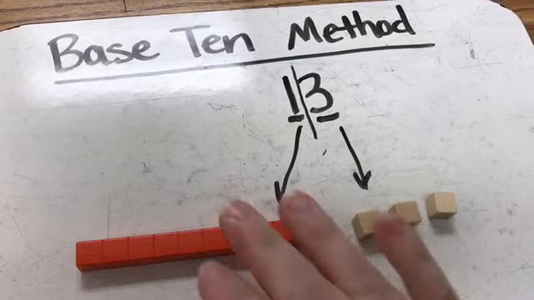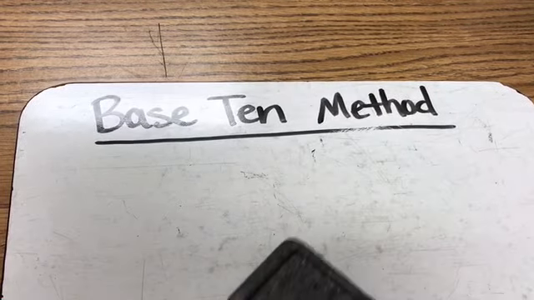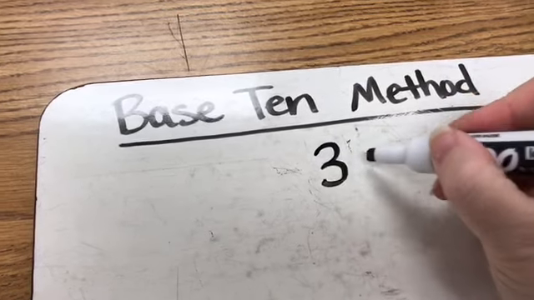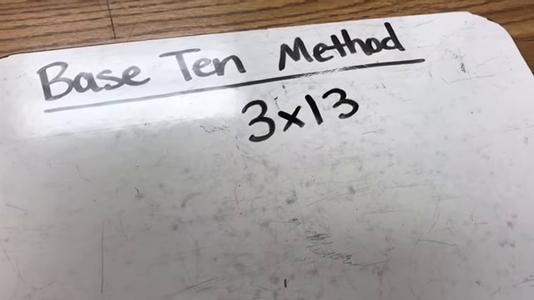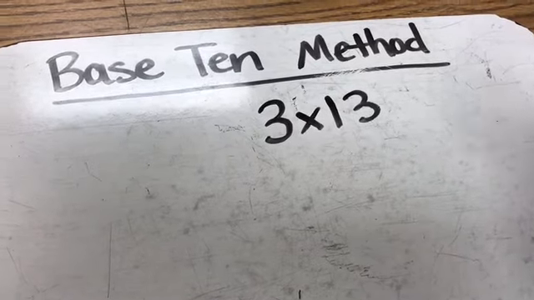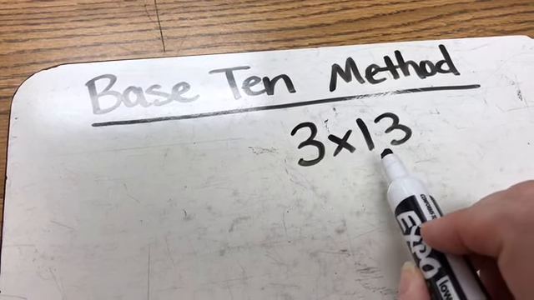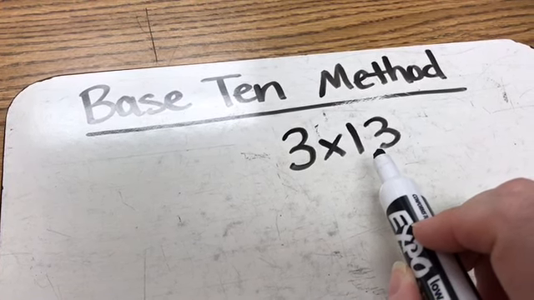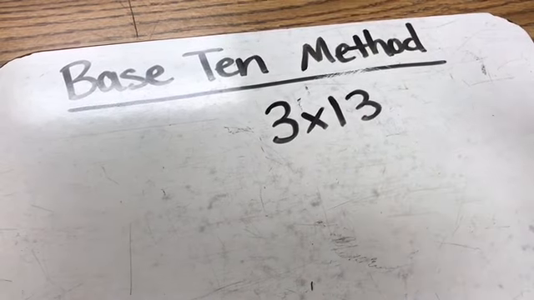Okay? Now, if I want to use the base 10 model to multiply, I'm going to need a lot more cubes. So let's say that I wanted to find the product of 3 times 13. Well, we know how to make 13 with base 10 blocks because we just did it. And what this problem is saying is that I need 3 groups of 13 because when you're multiplying, you're looking at groups of things. Okay? So I need 3 sets or 3 groups of 13.